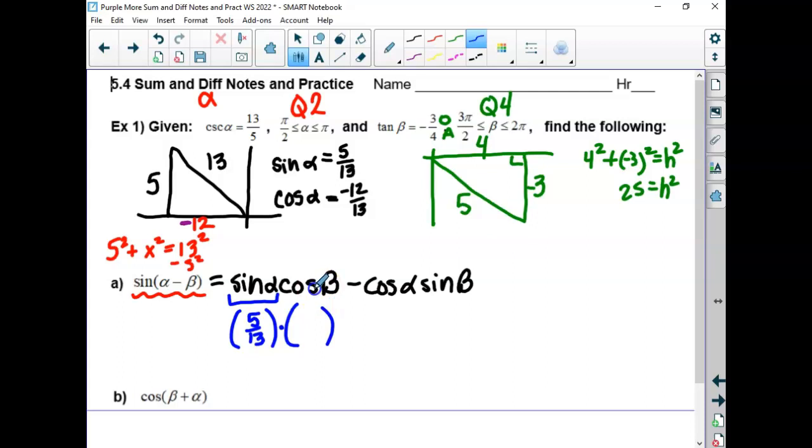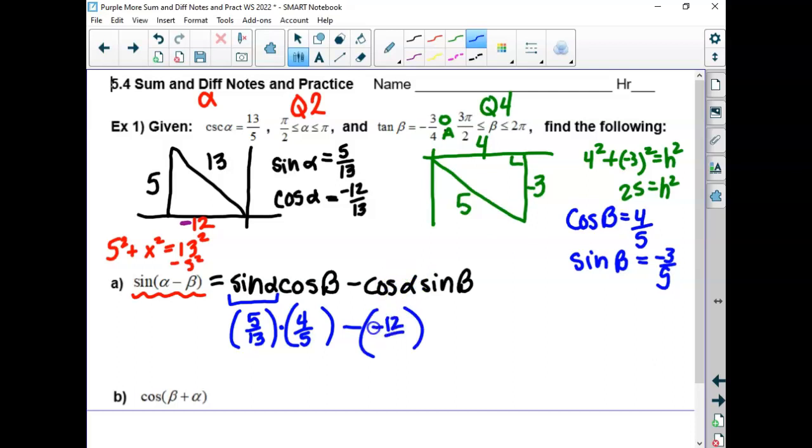What's that? Oh, I didn't write those down. What's with me? This one was cosine is adjacent over hypotenuse is 4/5. And sine is -3/5. I just usually write them all down. I do ask you on the quiz because I want to be able to give partial points, you know, how far you got, where you made your mistake kind of points. Okay, so what's happening here? Cosine of beta was 4/5. Then it's minus, and it says cosine of alpha, which is -12/13, times sine of beta, which is -3/5.